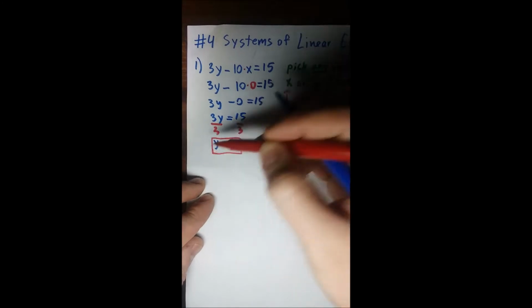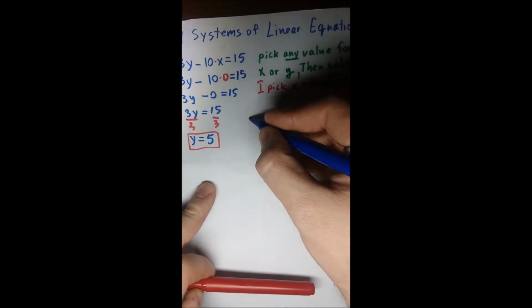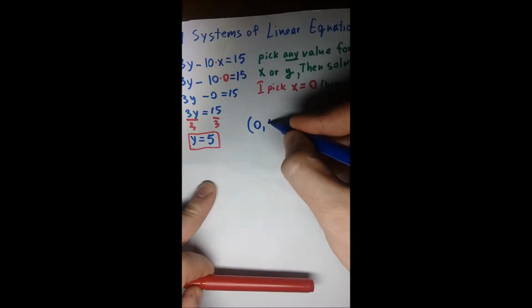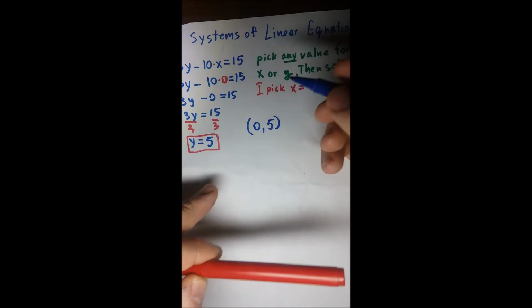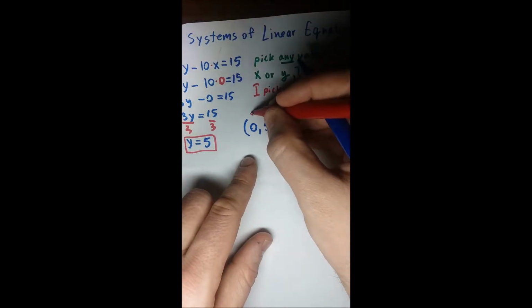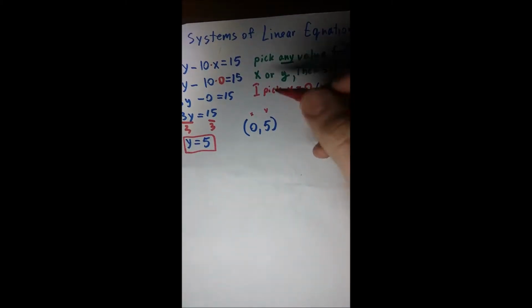Now, that's not the answer. The answer is two numbers. X equals 0, y equals 5. Think about this as a coordinate point where the first number is the x value, the second one is y. That's your answer.